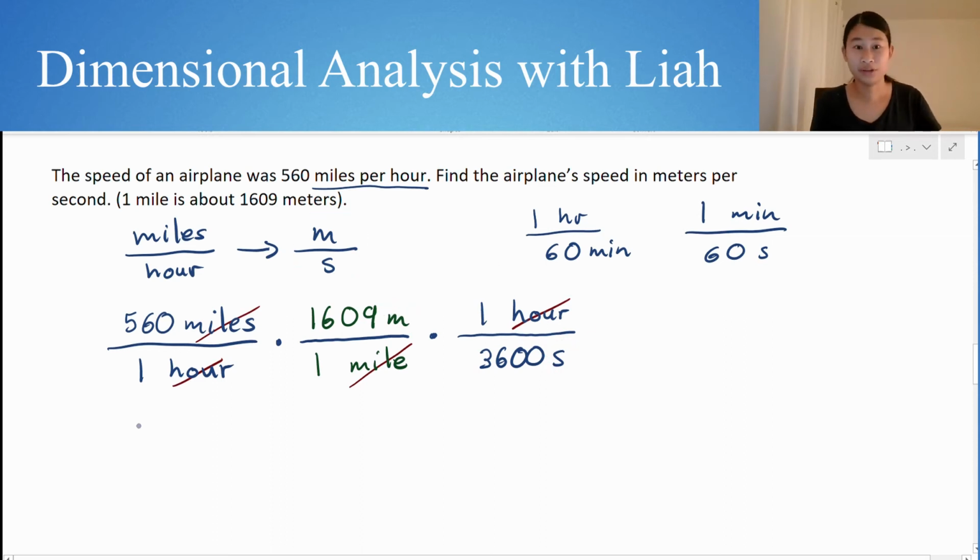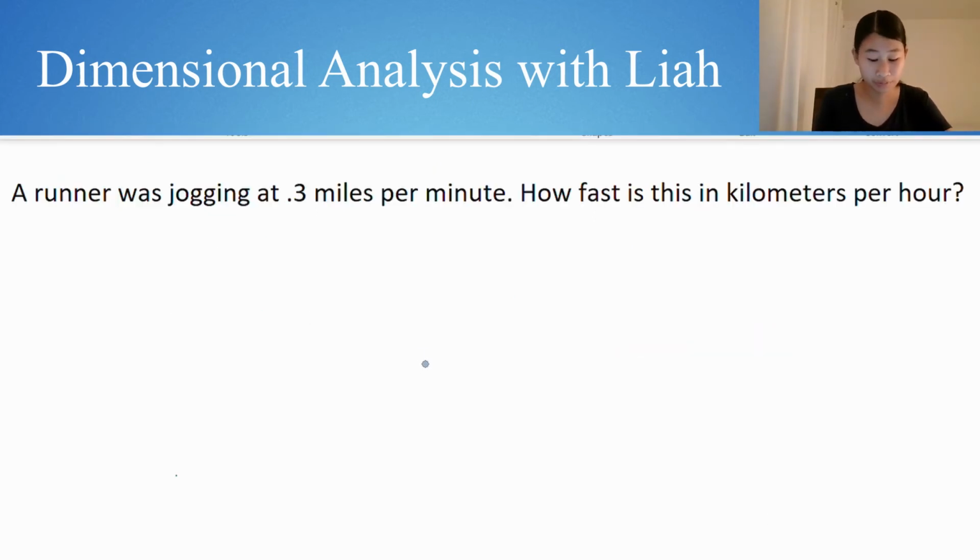Now that we have the units that we want, we're just going to multiply straight across. So we have 560 times 1,609 divided by 3,600. And this is going to give us 250.29 meters per second.